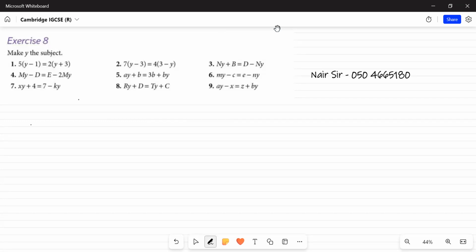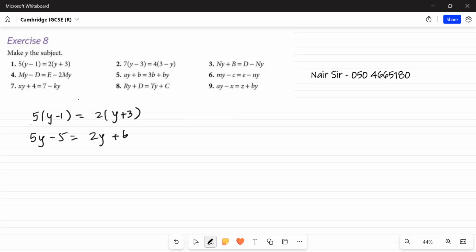We are doing Cambridge IGCSE Year 11 question, exercise 8. Lesson number 5, algebraic expression. Make y the subject. Question number 1: 5(y minus 1) is equal to 2y plus 3. What can I do? Multiply this straight. This becomes 5y minus 5 is equal to 2y plus 6.